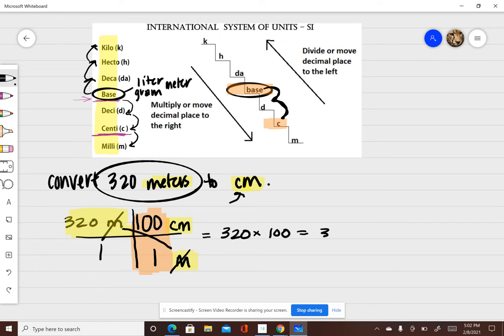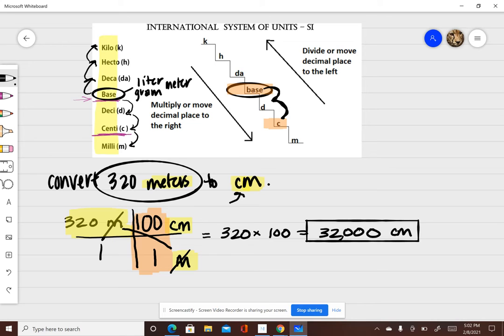And my final answer should look like this. 32,000 centimeters are in 320 meters. That's my final answer.